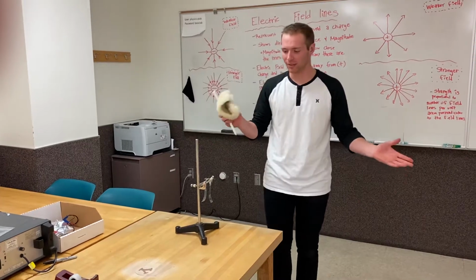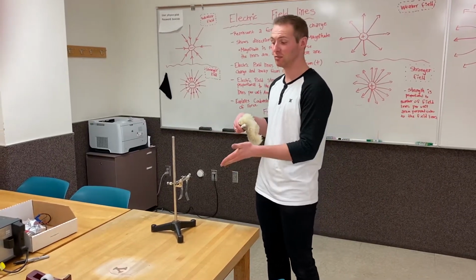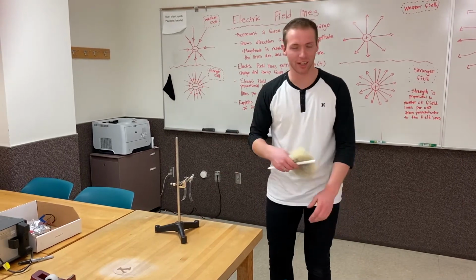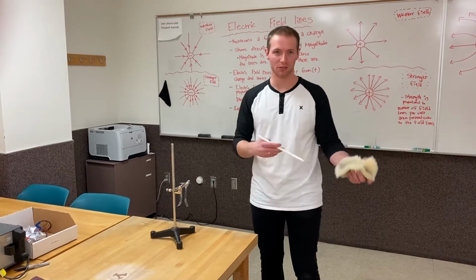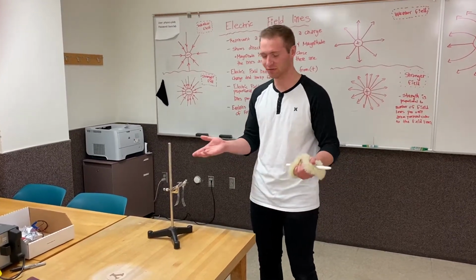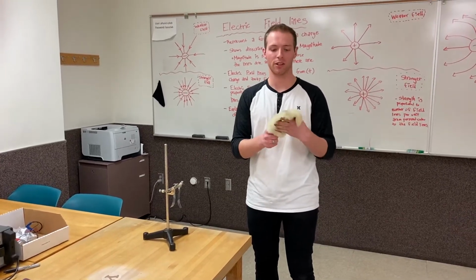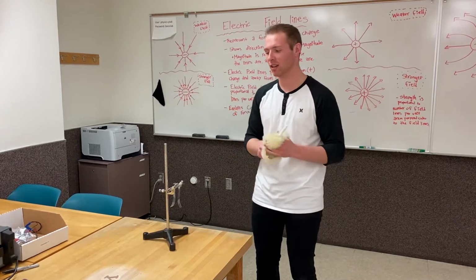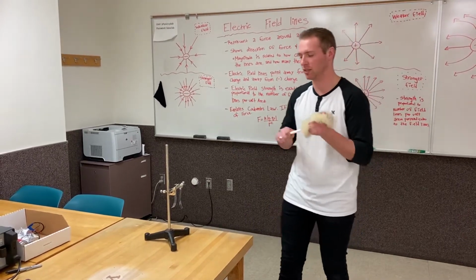So what I got is two different pieces of tape. One's a positively charged piece of tape and one's a negatively charged piece of tape. Pretty easy, you can do it at home. Just put two pieces of tape on the table and pull them apart, and then you got different charges of tape. But what I'm going to do is put a negative charge on this rod, and we're going to see how this affects the two different pieces of tape.